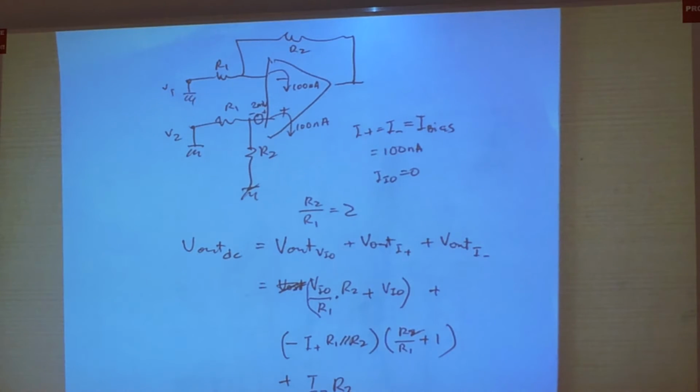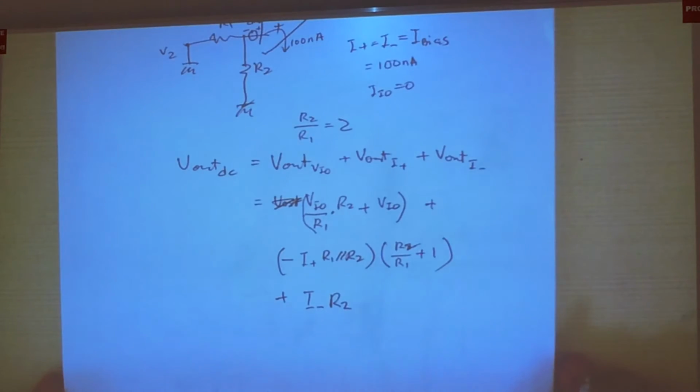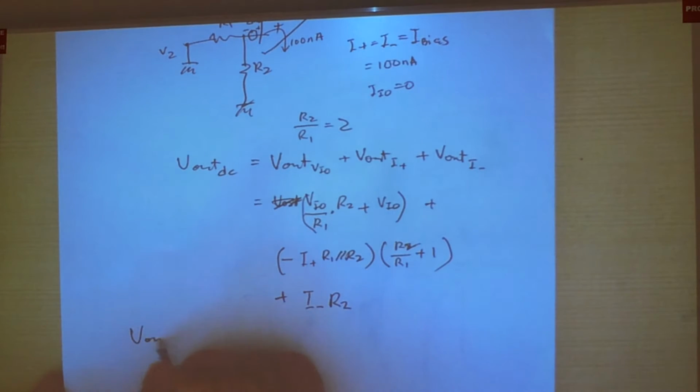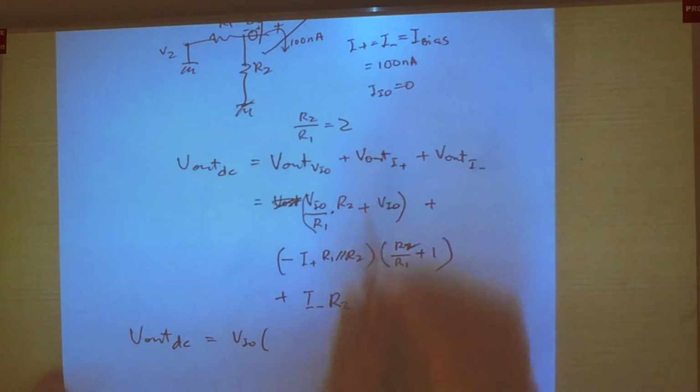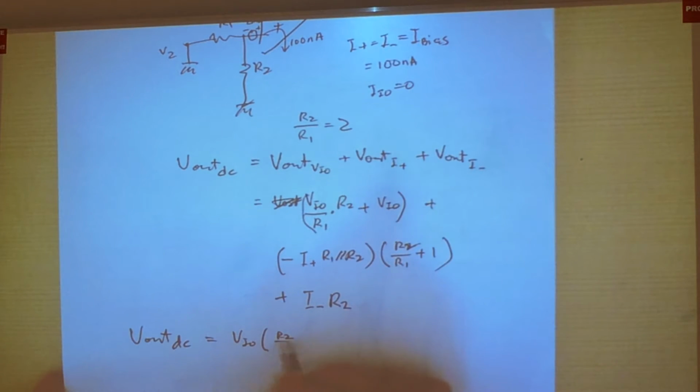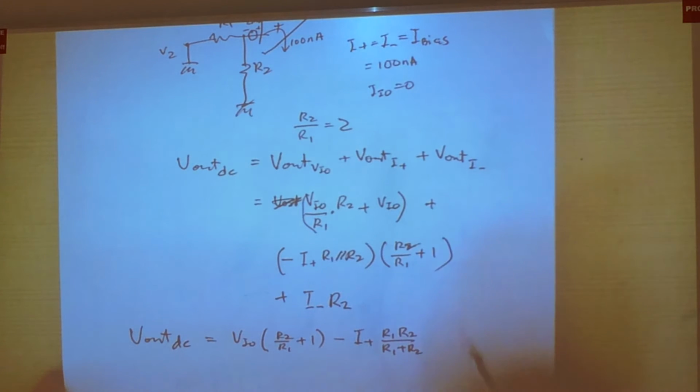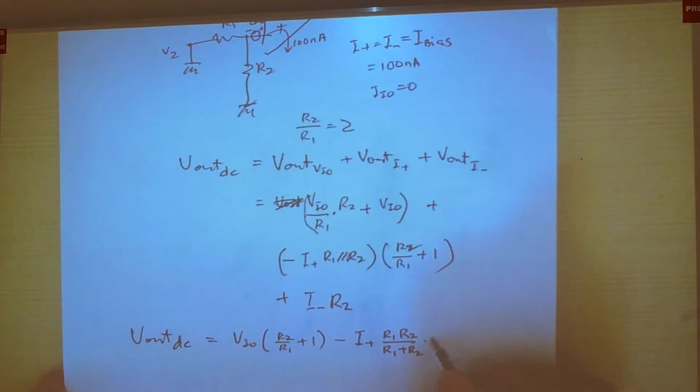So this is the total voltage at the output. And now you can evaluate what the DC voltage at the output is. So this is equal to V I naught times R2 over R1 plus 1, all right? And minus I plus times R1 in parallel with R2, so you multiply them out, multiplied by the non-inverting gain, which is R1 plus R2 over R1, all right? And then you add I minus times R2.